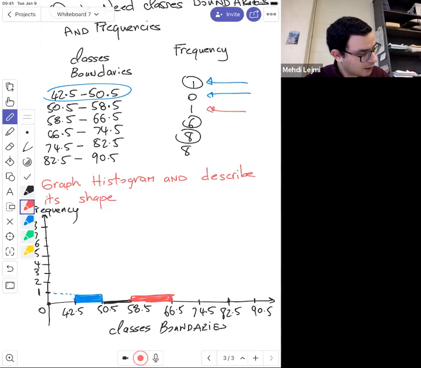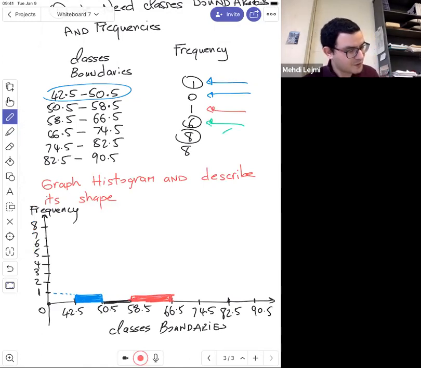Fourth, the frequency is 6. So this is my fourth class, fourth interval. The frequency is 6, so we're going to go up to 6 units. So you can see here.